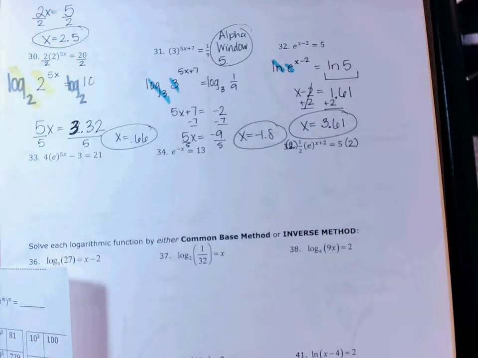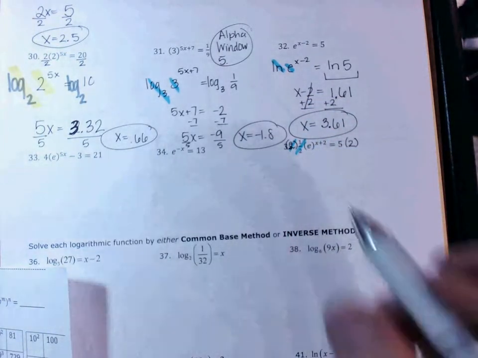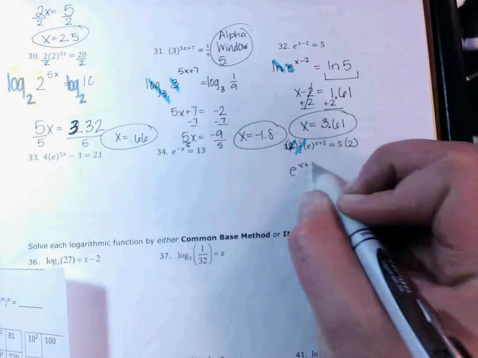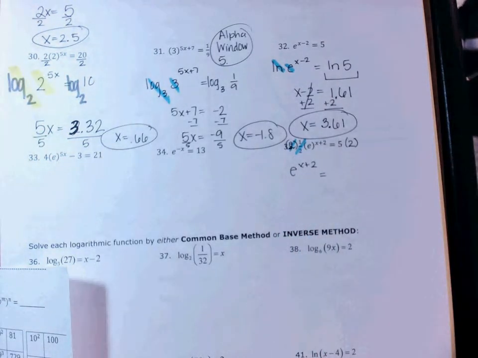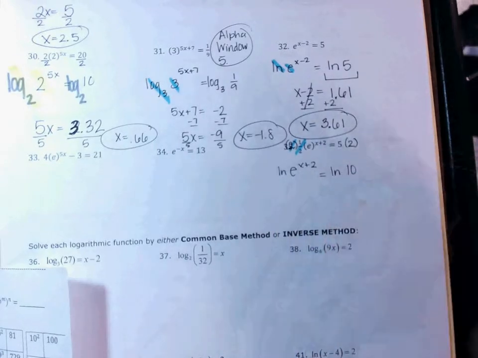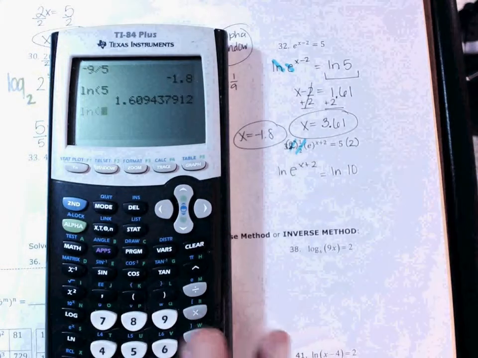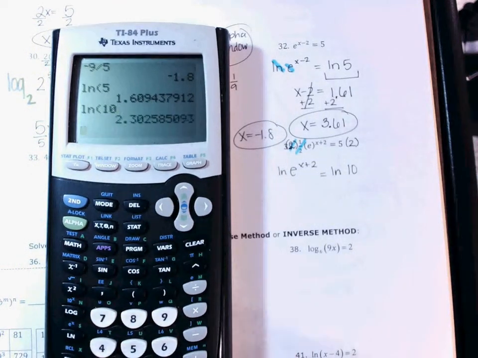So then when I do half times 2, that crosses out. Now I just have my e left over as my base. And how do you get rid of an e base? You ln both sides. And then in the calculator, I would type in, using the ln button, ln of 10. So ln 10 is here. Gives me 2.30.